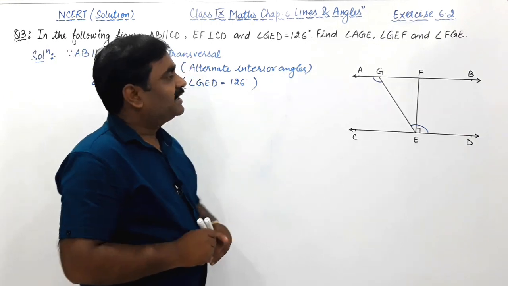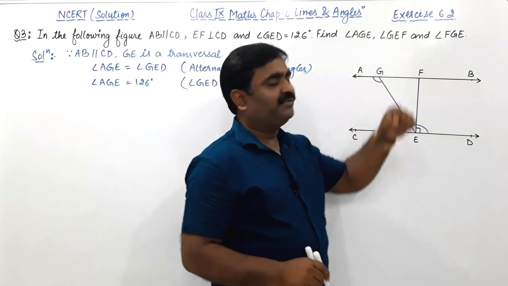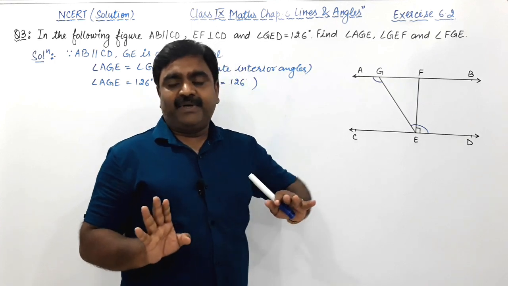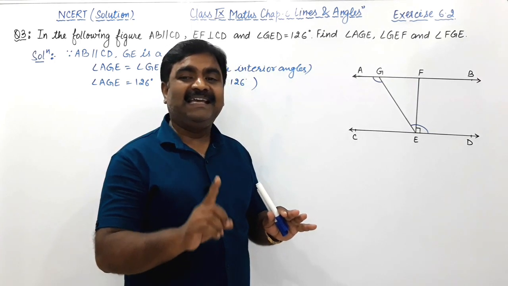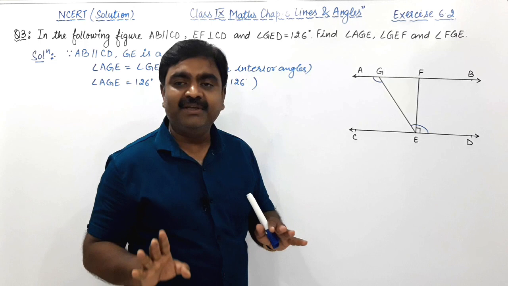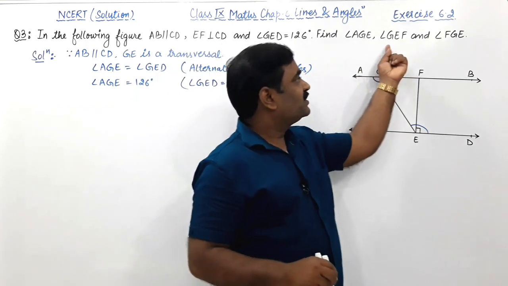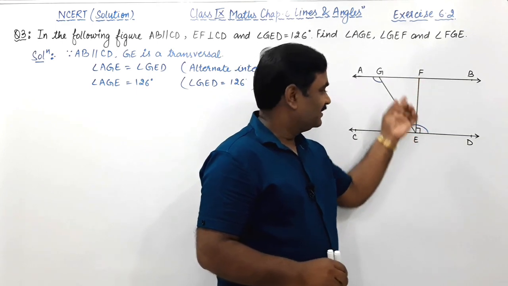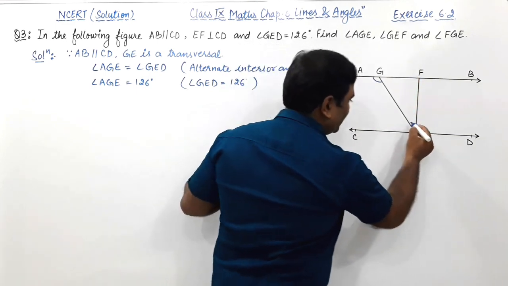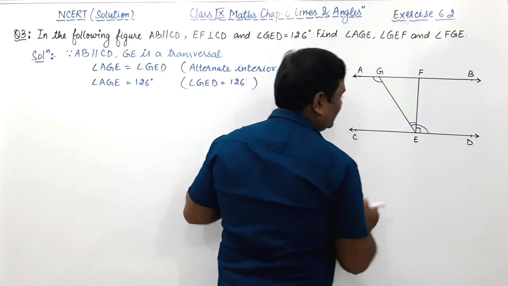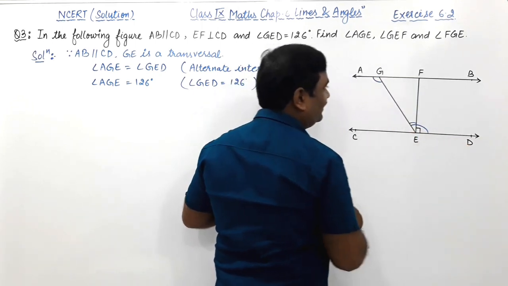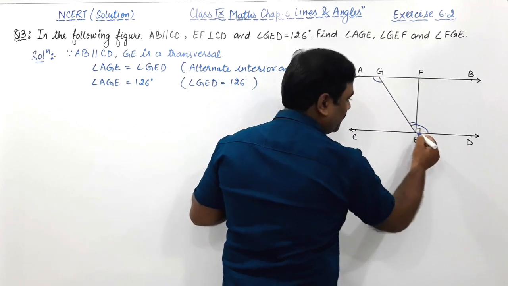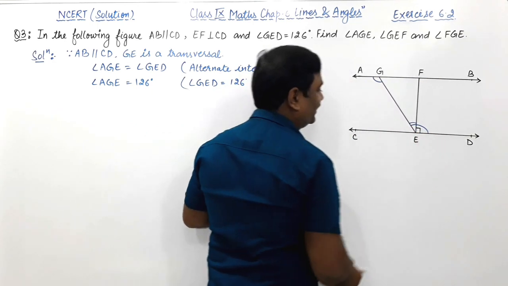Now the second angle we are going to find out is GEF. Friends, for the angle which you are going to find, give the reason of each and every step. Okay, see, GEF, where is it? First of all, GEF, it means this angle. Now as GED is given 126 degrees and EF is perpendicular on CD, this angle is 90.